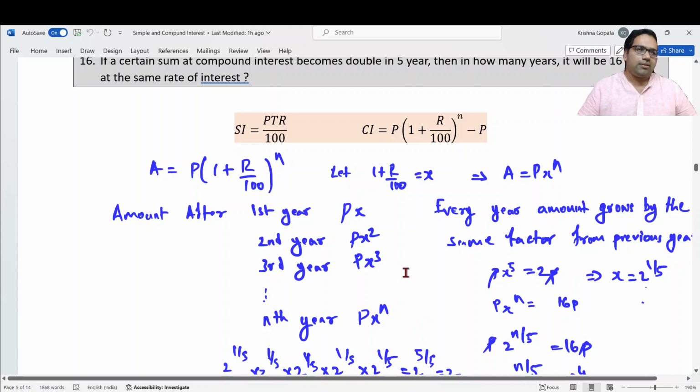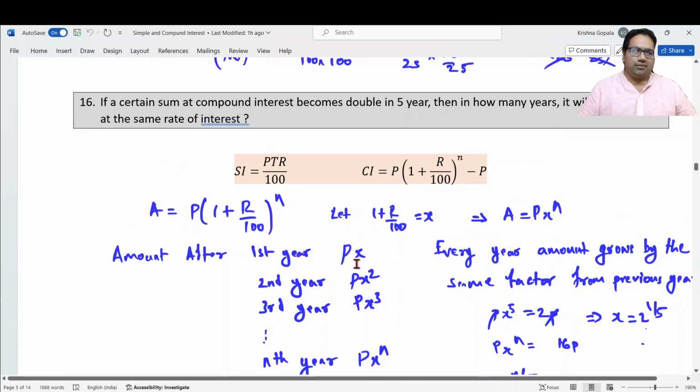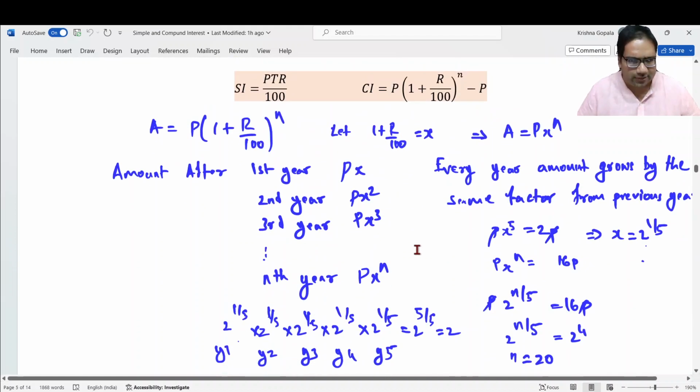Let's say 20% is the interest rate. Every year the amount becomes 1.2 times the previous year. So x is what? x is 1 plus r by 100. If r is equal to 20%, x equals 1 plus 20 by 100, which is 1.2. If r equals 11%, x equals 1 plus 11 by 100, which is 1.11. Every year it grows like this.